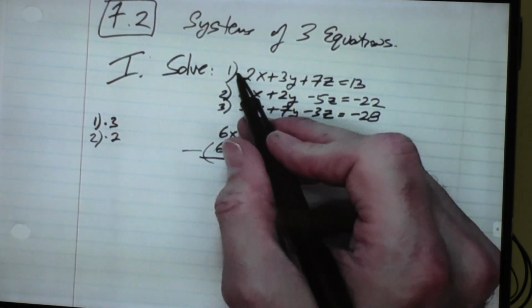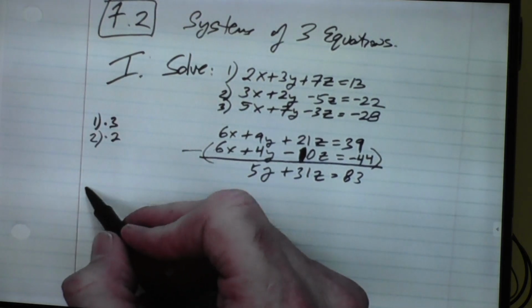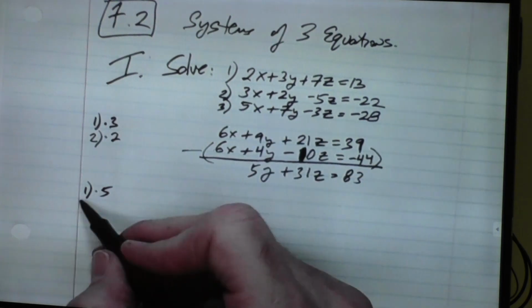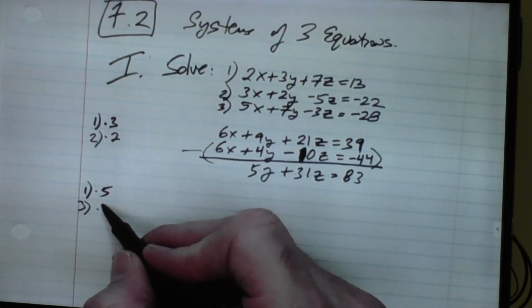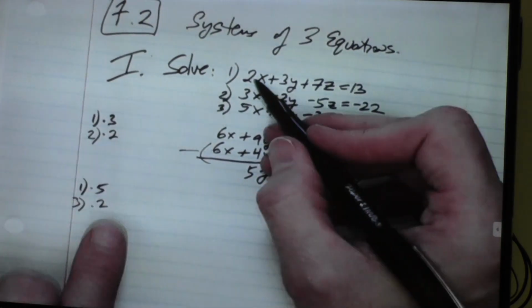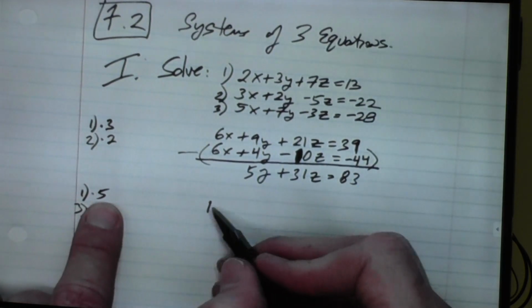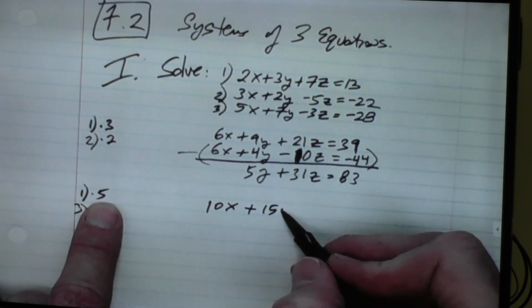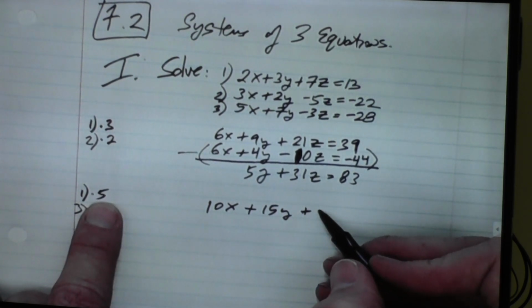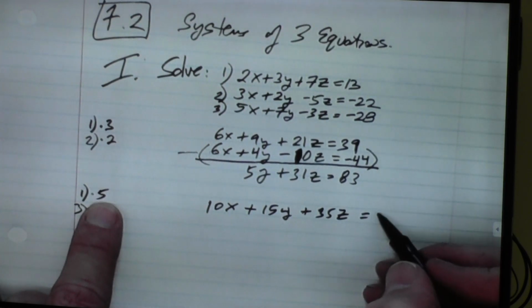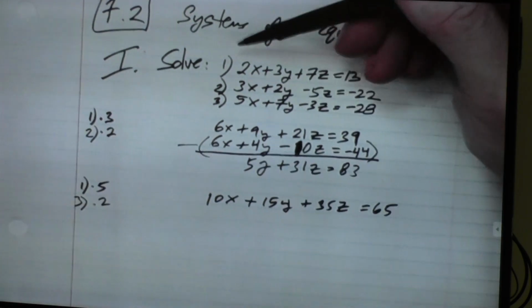So I'll use number 1. I'm going to do number 1. Multiply all those by 5. And then the third equation, I'm going to multiply that by 2. Because that will allow me to get 10s here. So 5 times each of those numbers gives me 10x plus 15y plus 35z equals 65. So let me double check those.